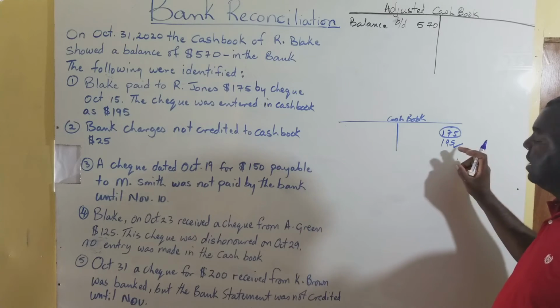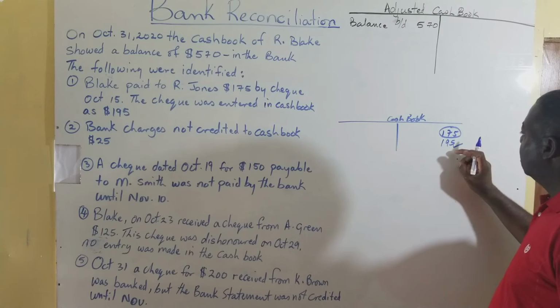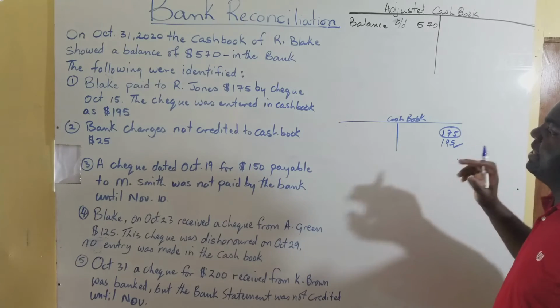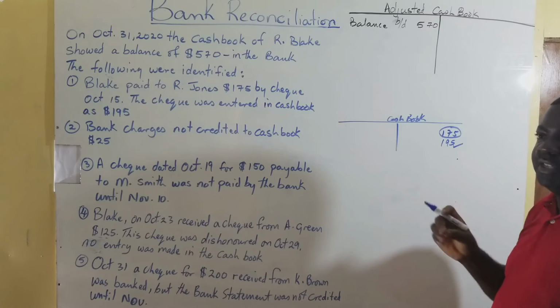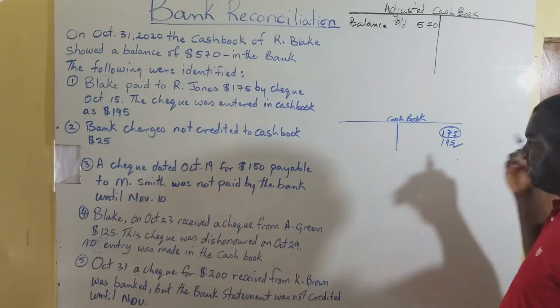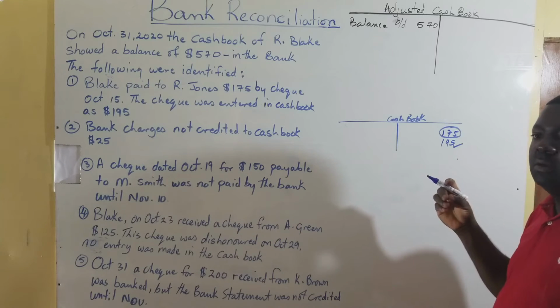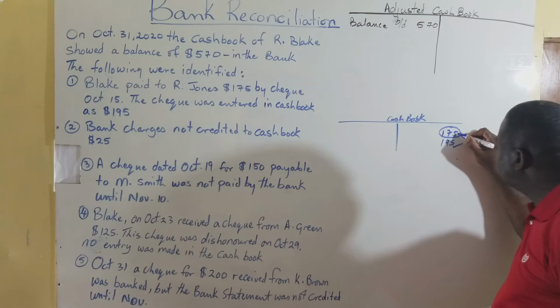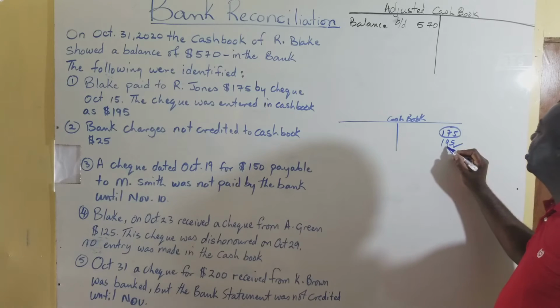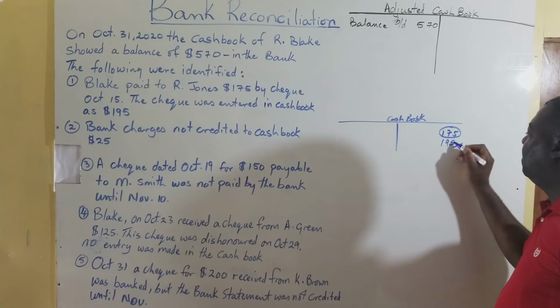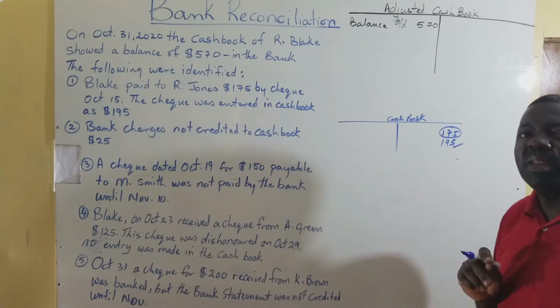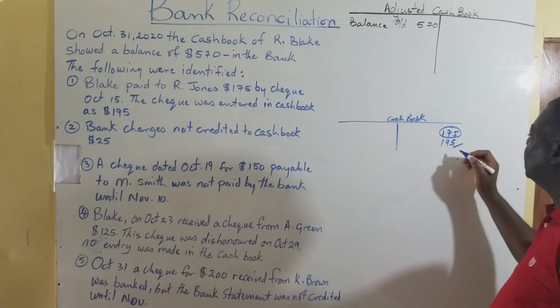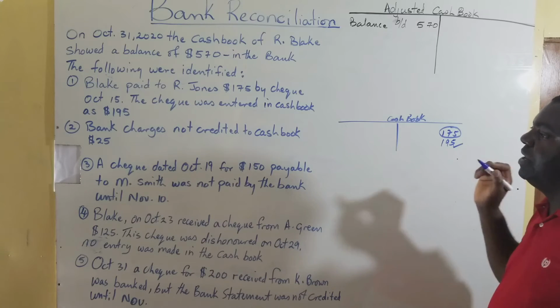So obviously the entry was overstated. In other words, the monetary figure was overstated. Right? The figure was overstated. It should have been 175, but they wrote 195. So what is the remedy to deal with that now? We must take out the difference.